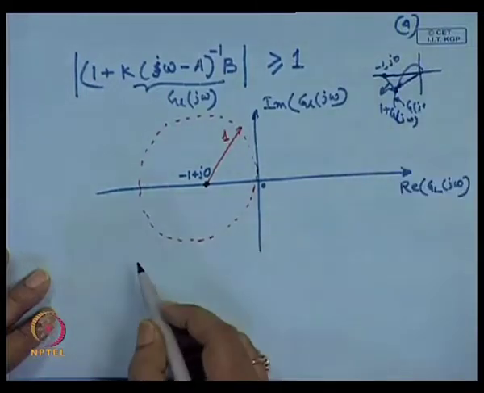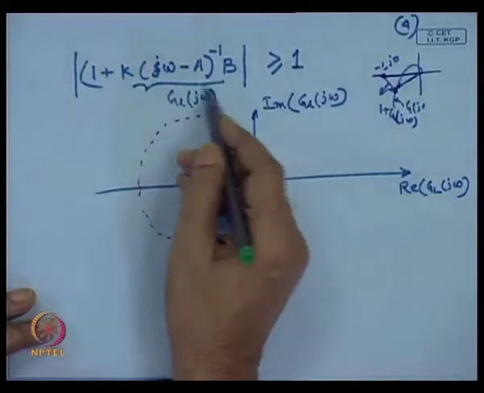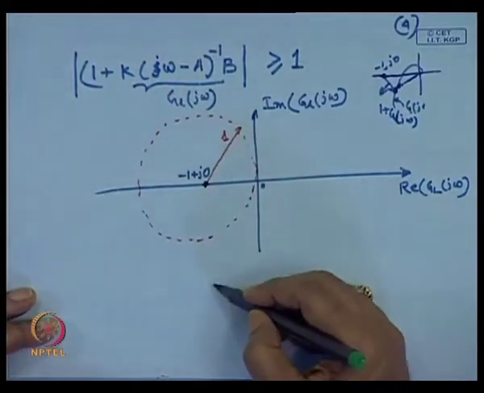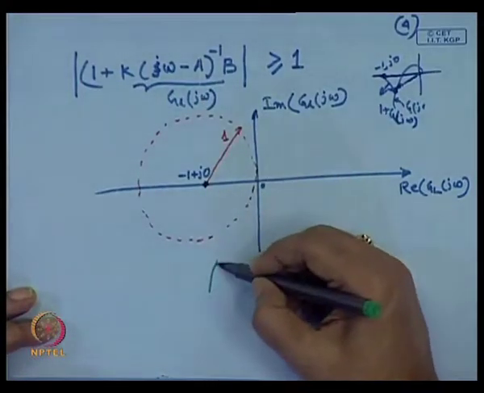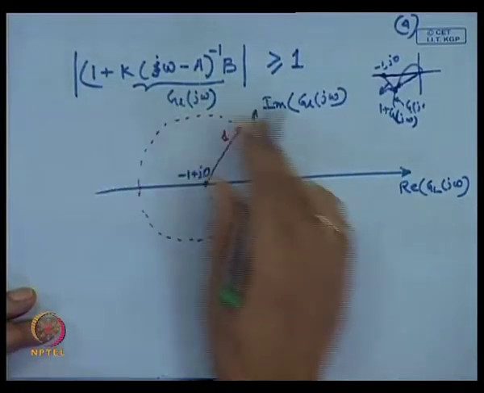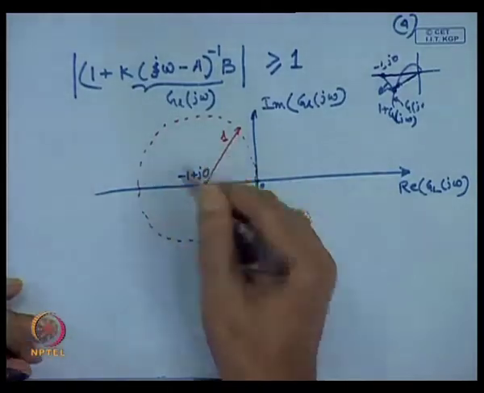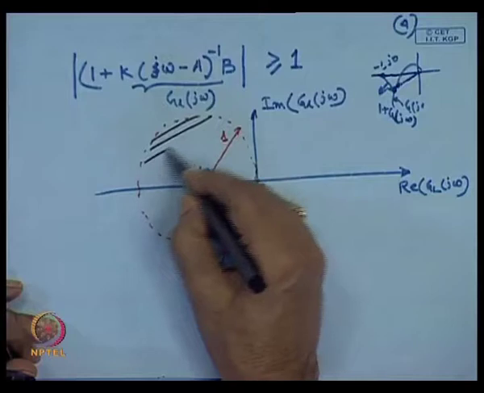Similarly, if you plot our loop transfer function's Nyquist plot, it must not cross that unit circle, and I am representing that unit circle by shading.